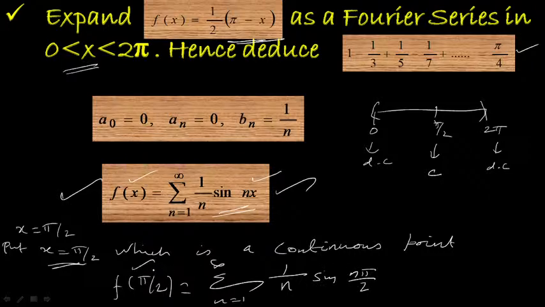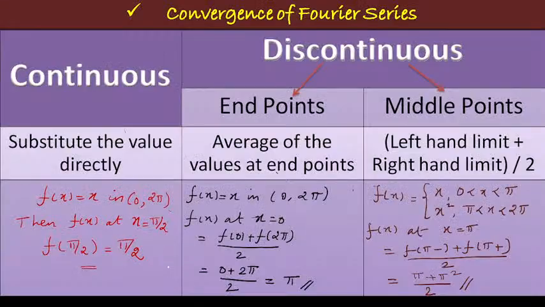So f of pi by 2 here means the value of the function f of x at x equal to pi by 2. And let me show you the table for your reference once again. If it is a continuous point, under convergence of Fourier series we just substitute the value directly. Okay, this is the procedure we are going to follow here. So for the Fourier series f of x equal to sigma n is equal to 1 to infinity 1 over n sin n x, what we did already, we just replace x by pi by 2.